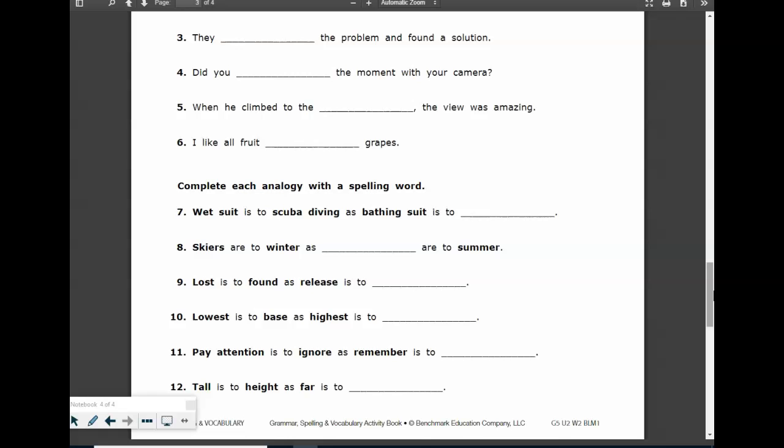Lost is to found. Lost and found. Well, those are two opposites, right? So lost is to found as release. So if I let something go, what's the opposite of letting it go? Capture, right? Capture. Lowest is to the base. So the lowest point of a mountain is called the base of a mountain. The highest point of a mountain is the summit.